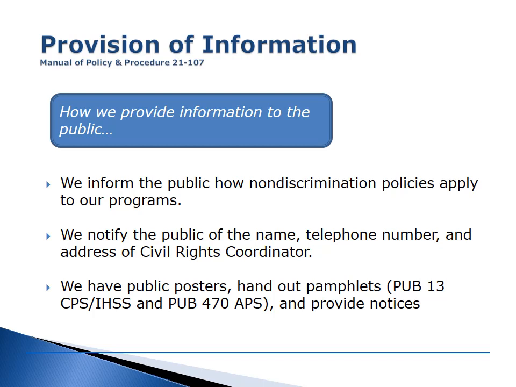Provision of information. How do we provide information to the public? We inform the public how non-discrimination policies apply to our programs. We notify the public of the name, telephone number, and address of the Civil Rights Coordinator. And we have public posters, hand out pamphlets, and provide notices.